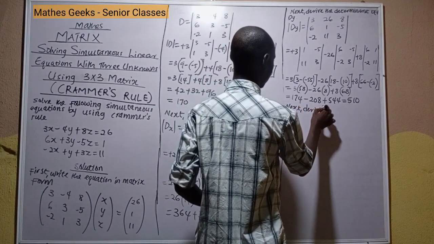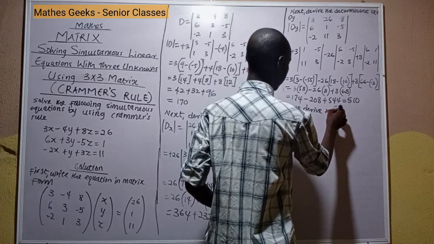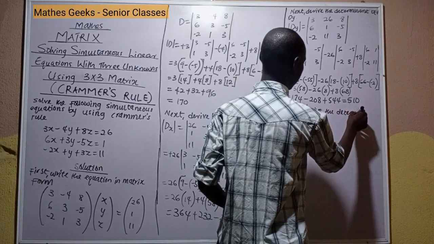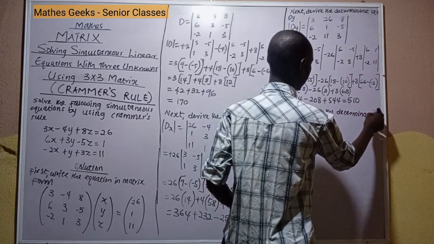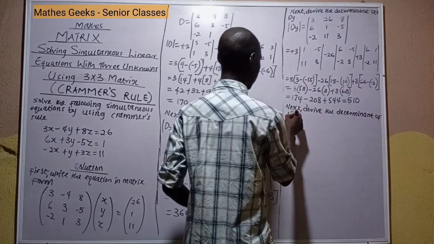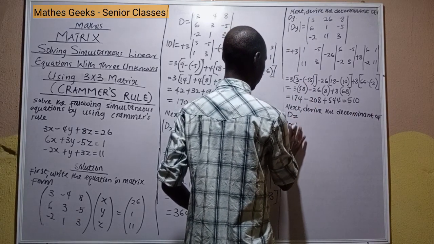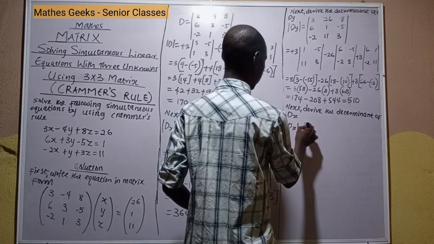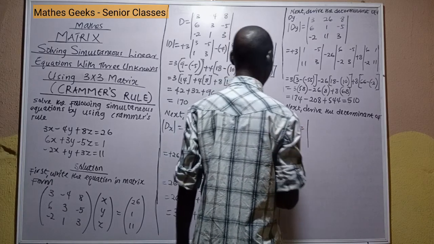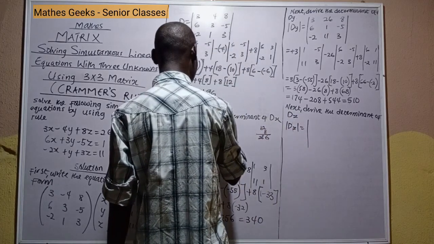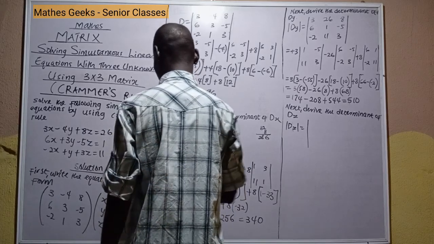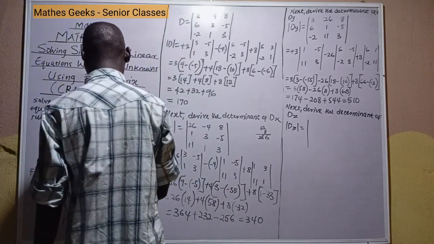Next, derive the determinant of dz. So the determinant dz is equal to, for dz we're going to replace the z column with the column on the right hand side of the equation.